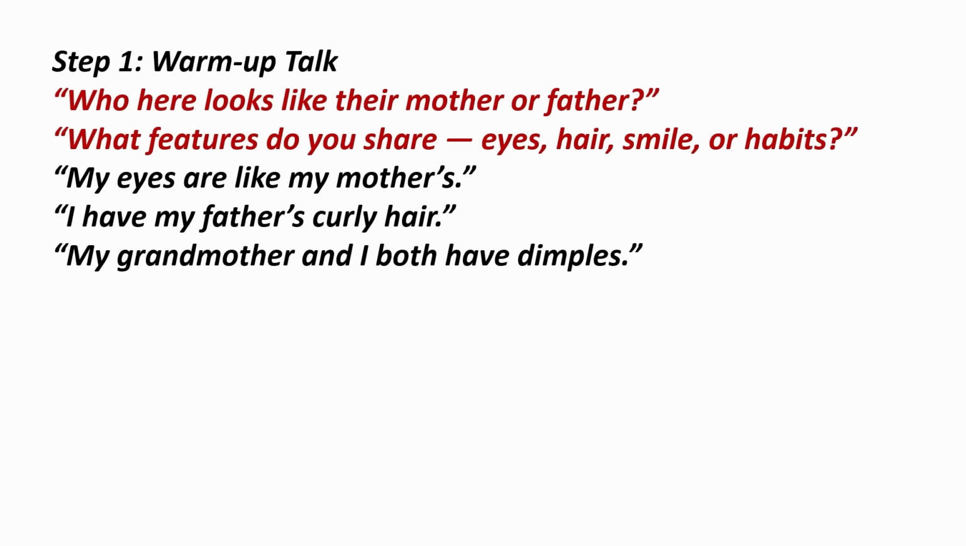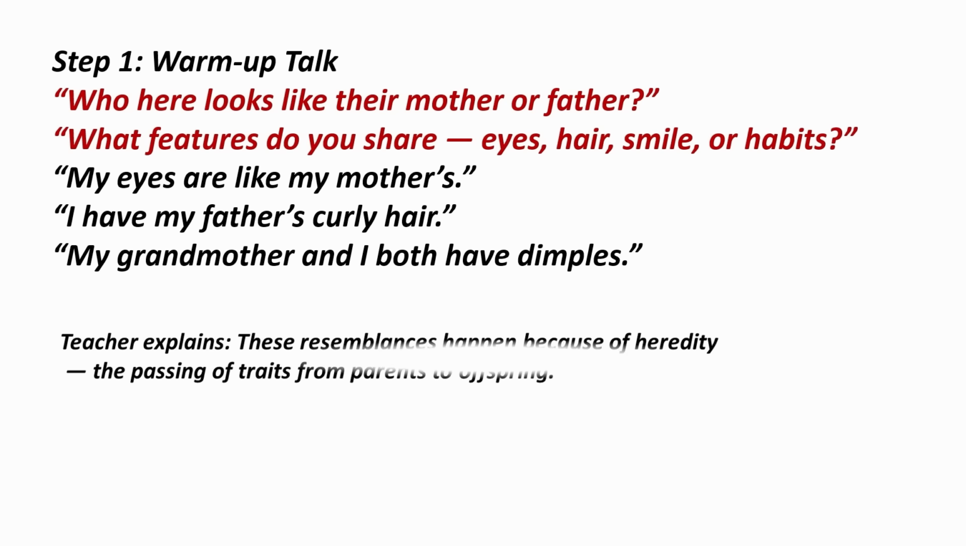Some of the possible answers may be: my eyes are like my mother's, I have my father's curly hair, my grandmother and I both have dimples. Like this, the students will answer my question. Then, the teacher explains these resemblances happen because of heredity, the passing of traits from parents to offspring.